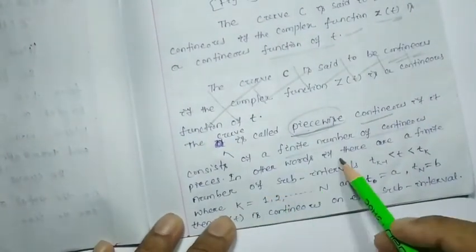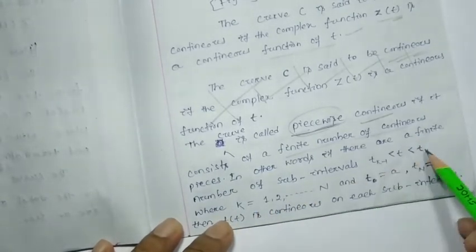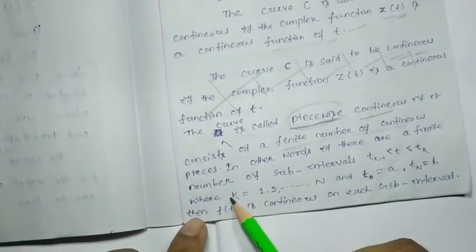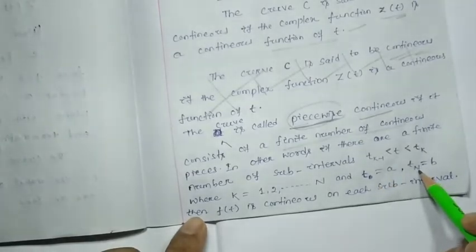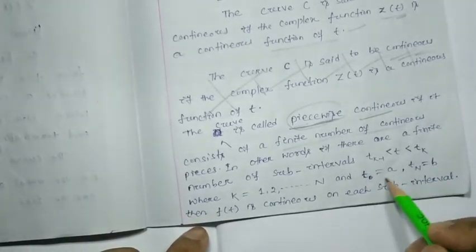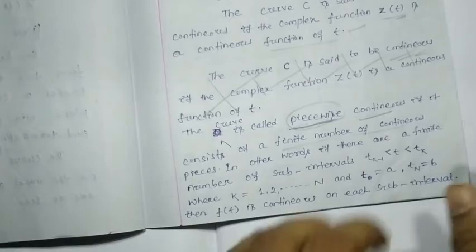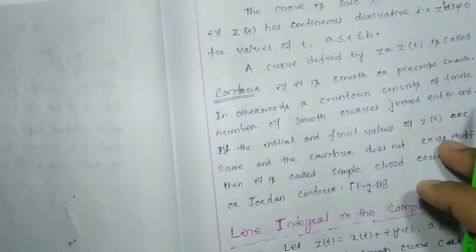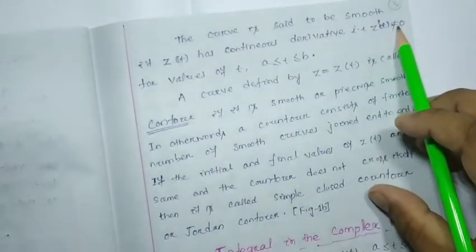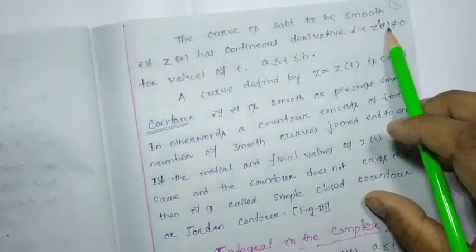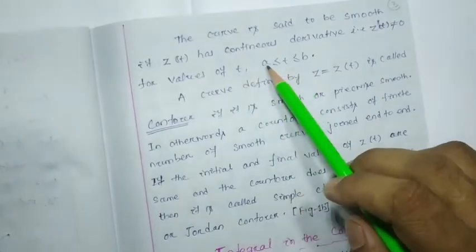In other words, if there are a finite number of subintervals, that is t(k-1) to t(k), where k goes from 1 up to n, and t0 equals a, tn equals b, which are your two ending points, then z(t) is continuous on each subinterval. And the curve is said to be smooth if z(t) has a continuous derivative, that is z'(t) is not equal to 0 for values of t between a and b.